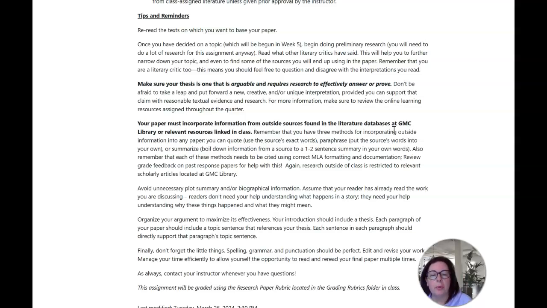A couple things to avoid. You don't want to have unnecessary plot summary or biographical information. Students sometimes want to kind of build that foundation, but you can already assume that we already know that. That the reader already has a general understanding of what the story is about. So you're going to be looking at that critical analysis.